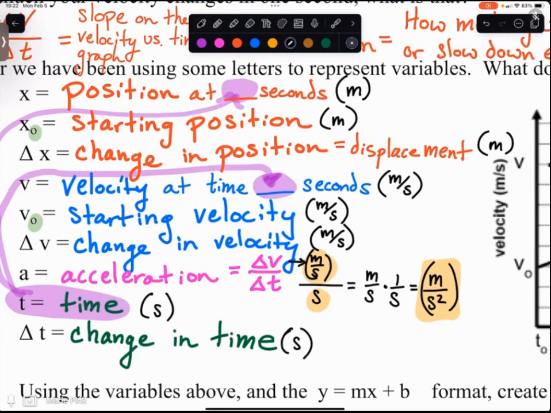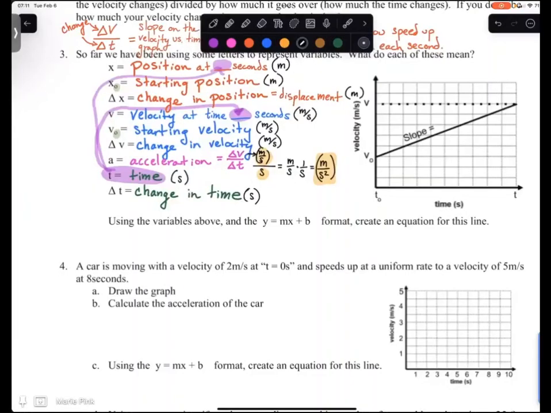So I would keep this page handy because not only is it going to help you remember what all the different letters mean, but if you're trying to figure out what a number is, it also is helpful to look at the units. So for the next part, it says using the variables above and the y equals mx plus b format, create an equation for this line.